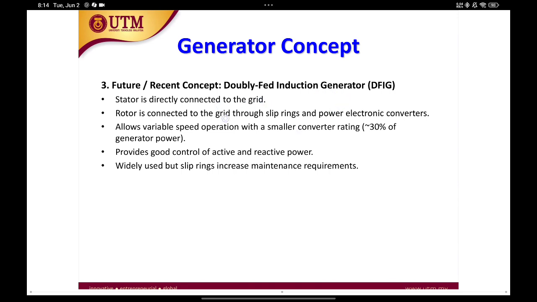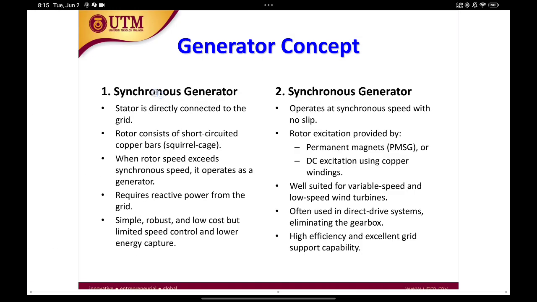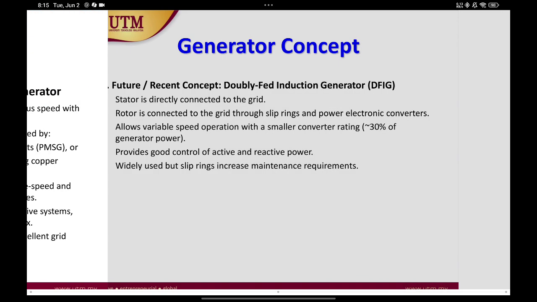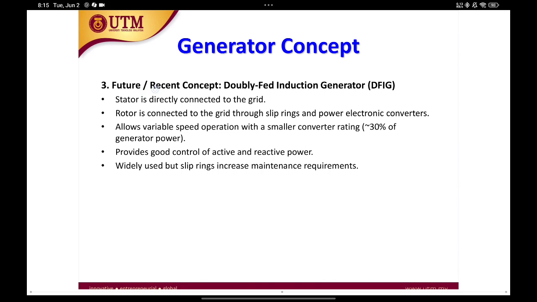Stator is directly connected to the grid. Rotor is connected to the grid through slip ring with power electronic converter. Allow variable speed with small converter rating 30% of the power generator. So basically, you have better control compared to the unsynchronized generator. So this one is much better in the speed operation.